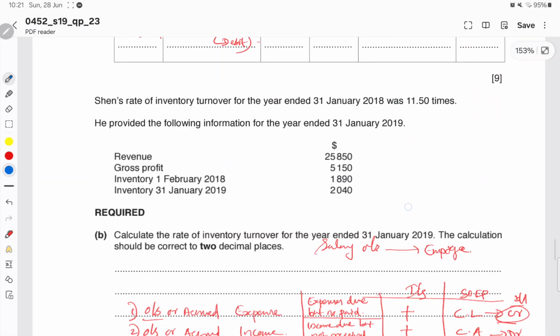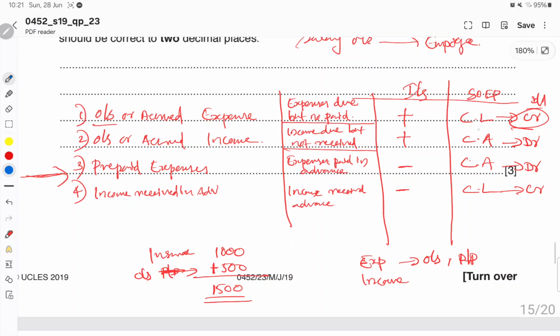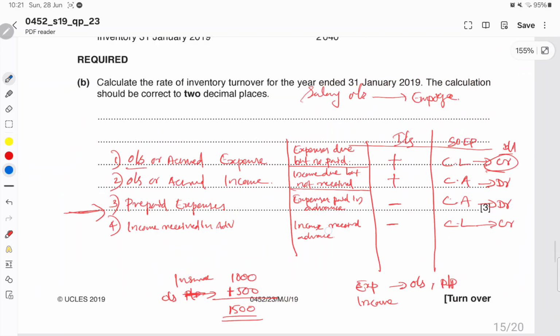Understanding this concept is really important, whether it is a current asset or a current liability. That is more important. Okay, that's it.